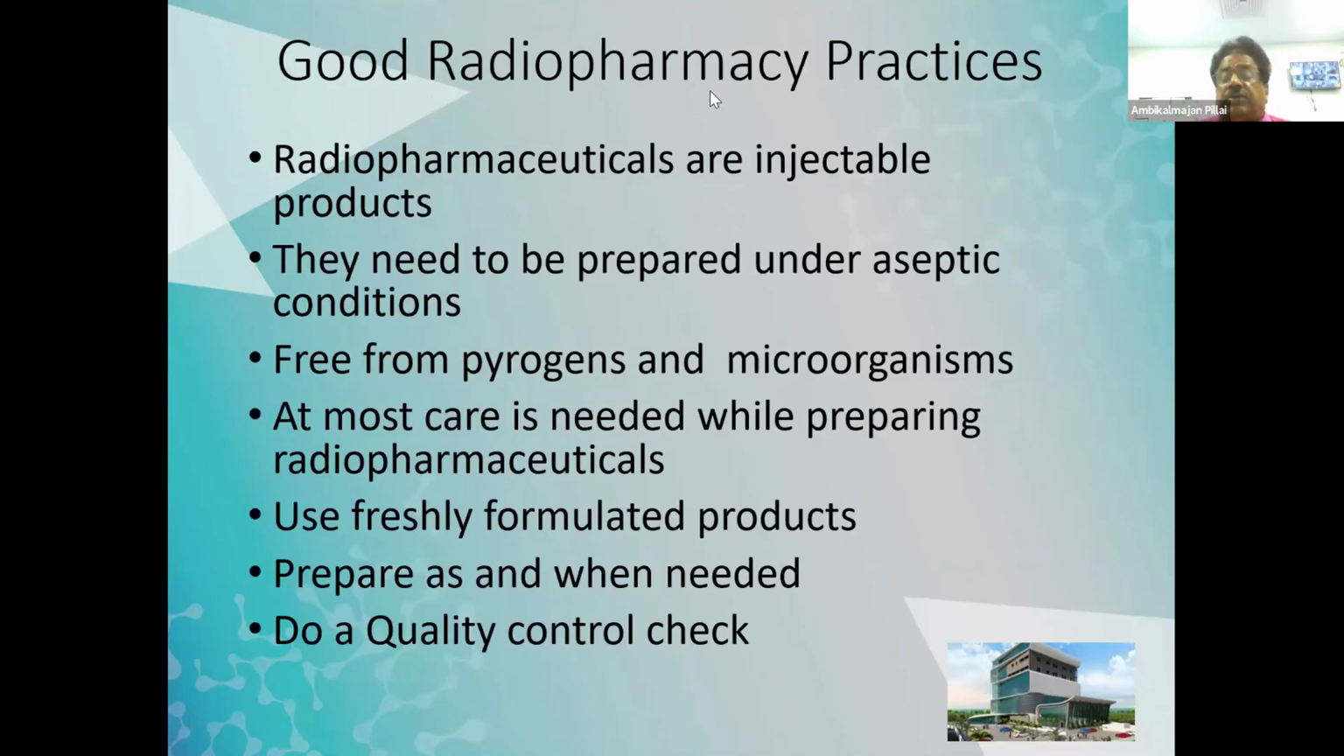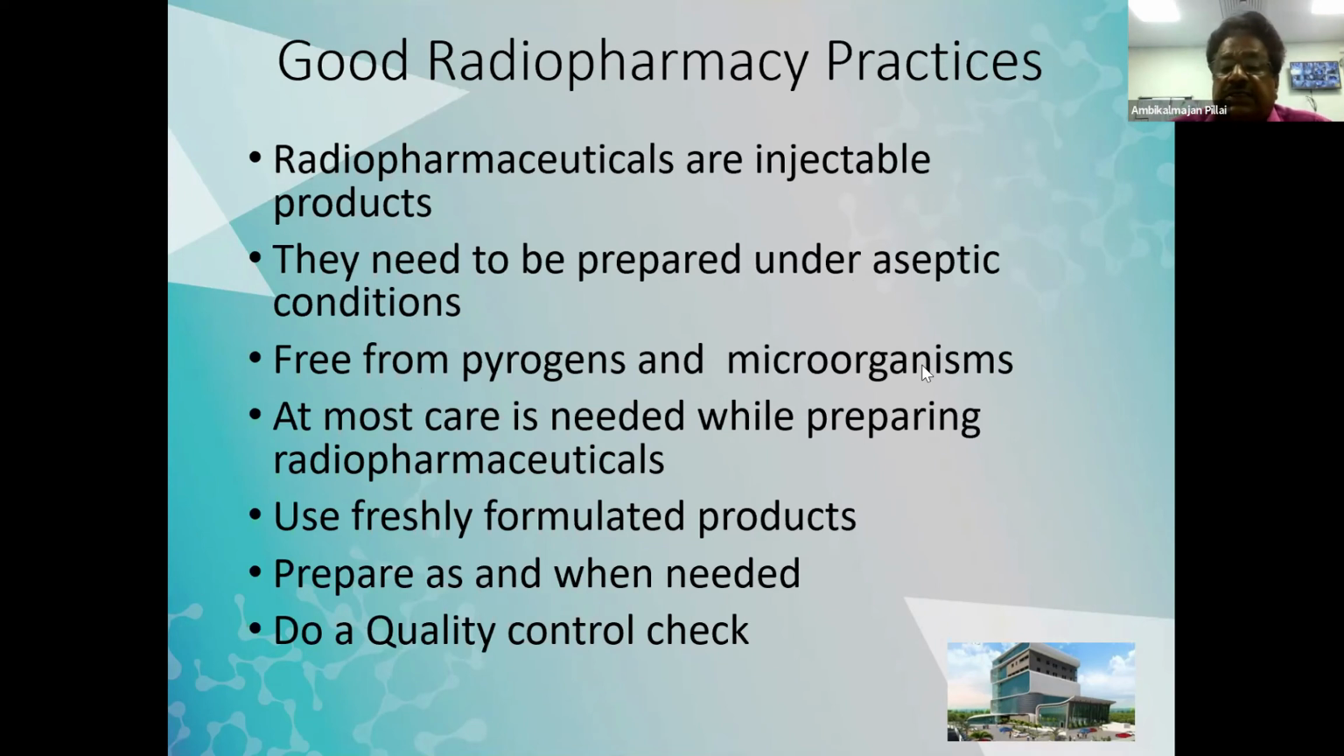Now, what are the good radiopharmacy practices? What should you follow? Radiopharmaceuticals are injectable products. And when you are making injectable products, they need to be prepared under aseptic conditions. They have to be free from pyrogens and from microorganisms.